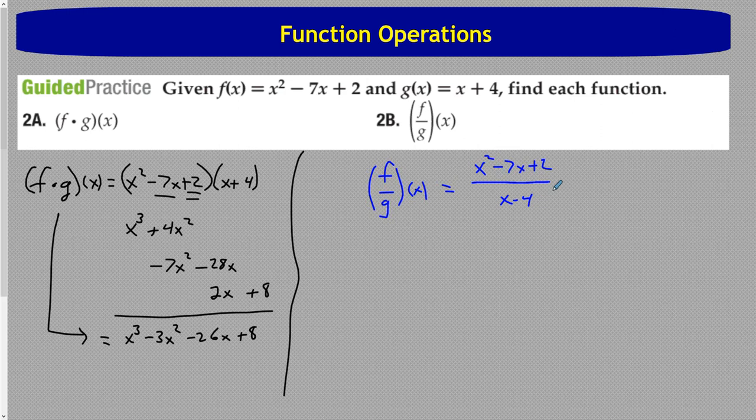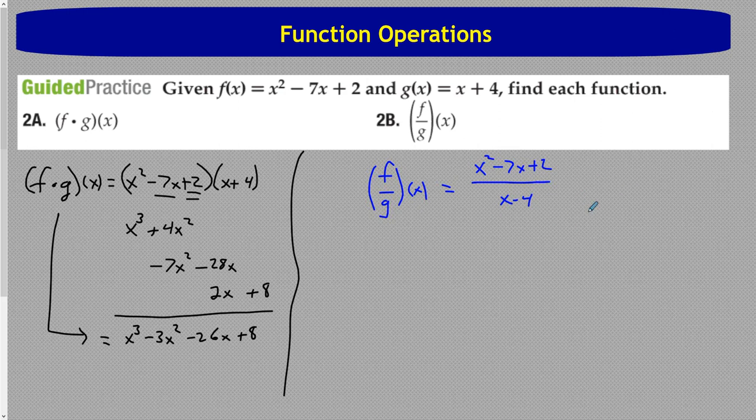The first thing we want to do is see, can I factor the top? If we can factor the top, we should do that and see if x minus 4 is a factor up there. So I'm looking for factors of 2 that add up to 7. I'm pretty sure the factors of 2 are 1 and 2, and I don't see a way to get those to be 7. So we can't factor this.